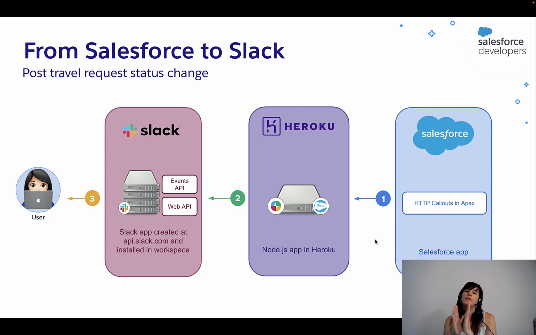The flow that starts from Salesforce. In Salesforce, remember, we can change the status of a travel approval request, and what we can do is send an HTTP callout to one of our Heroku endpoints, and then from that Heroku app, execute some logic to create the Block Kit code that we are going to send to Slack to tell the user: your travel request was approved, or your travel approval request was rejected.